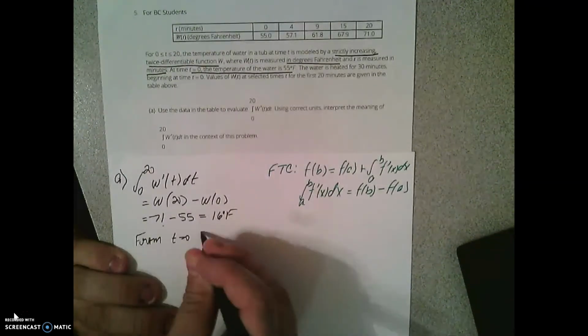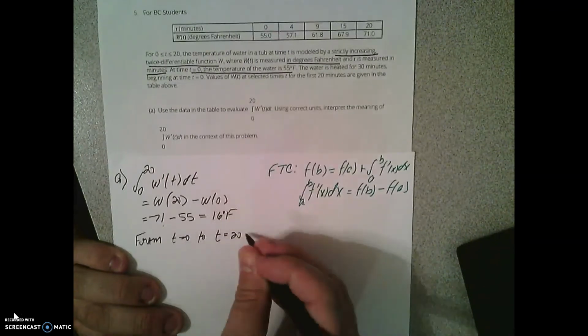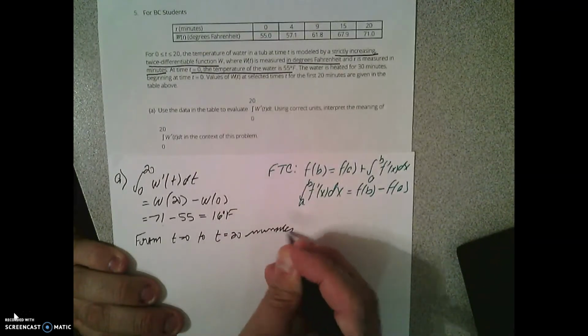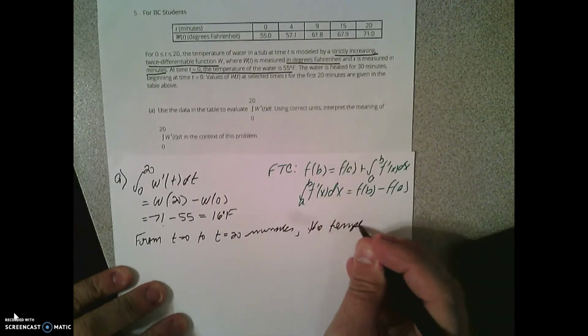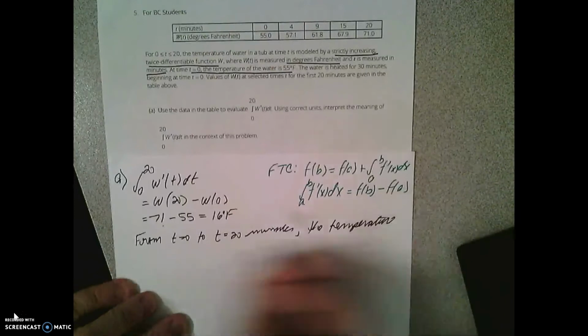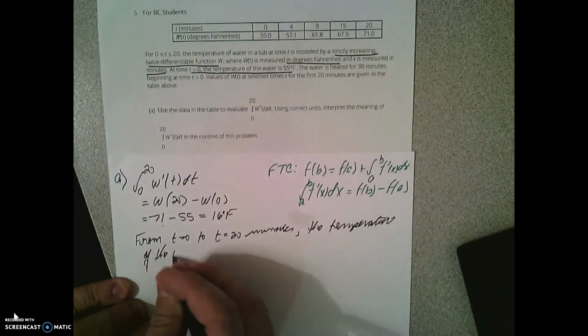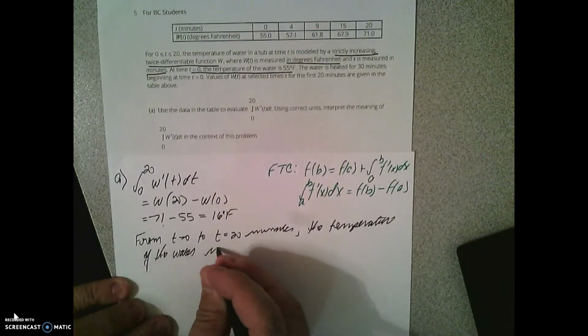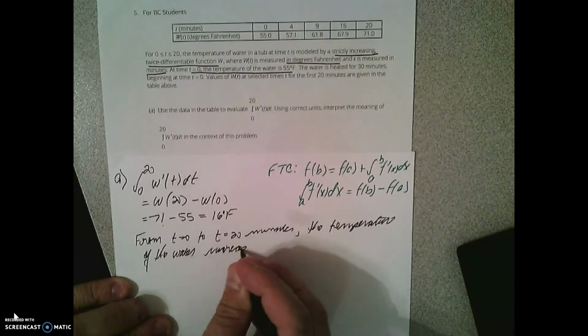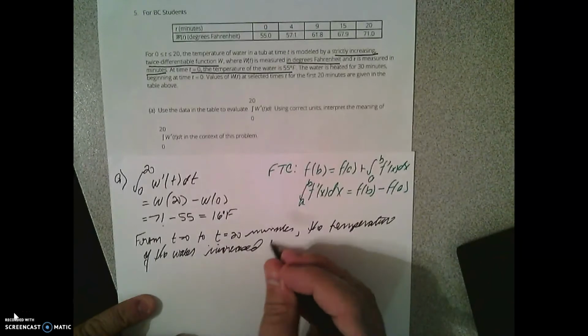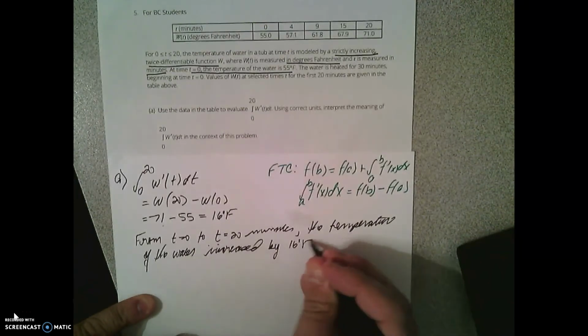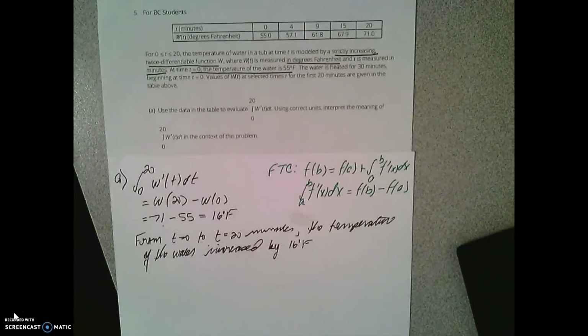From t equals 0 to t equals 20 minutes, what happened to the temperature? The temperature of the water increased. Don't use change if you can be more specific and say increased or decreased. Increased by 16 degrees Fahrenheit.